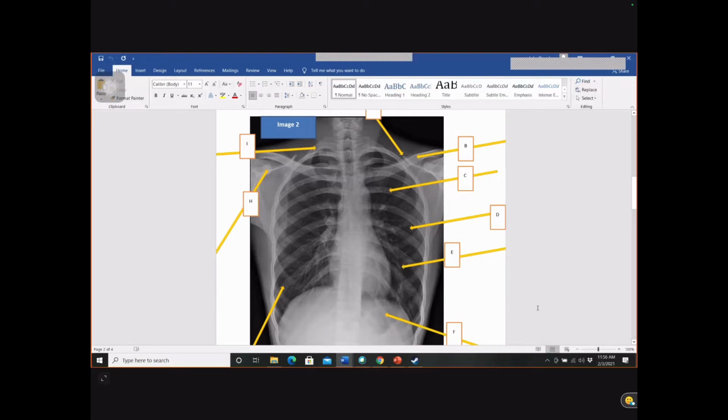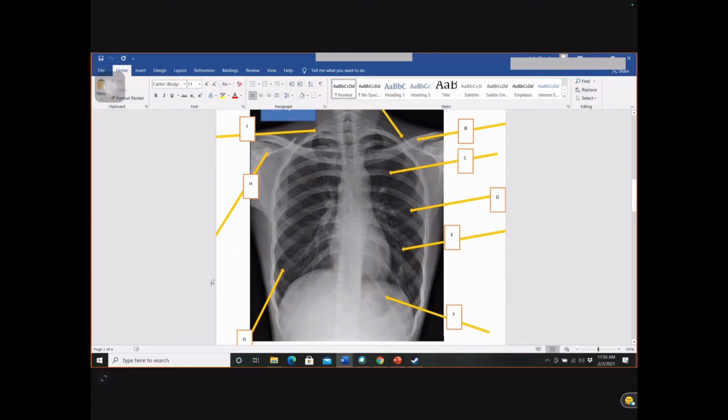Okay. Wani, let's go to F. What is F referring to? It's the left 11th posterior rib. The left 11th posterior rib. As long as you put the 11th rib, that was correct. So the 11th rib, very good, on the left side.